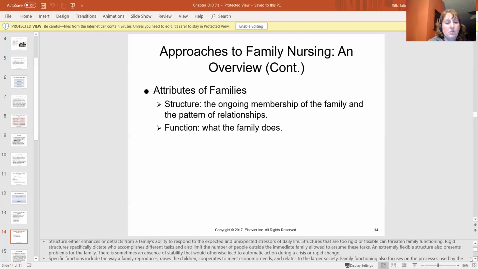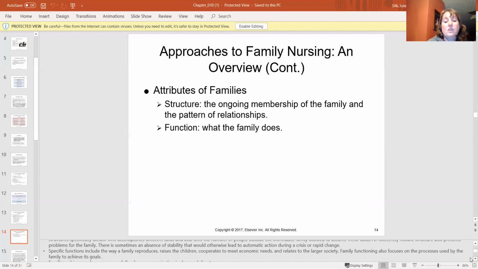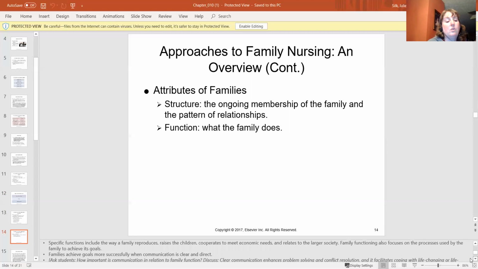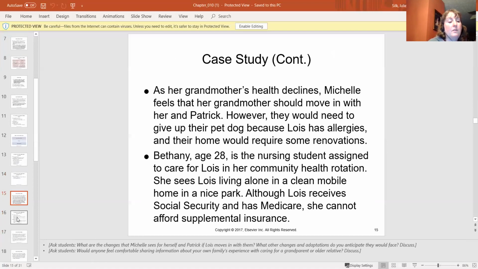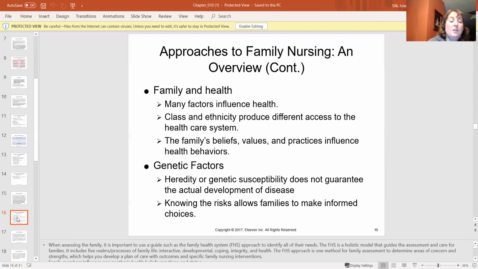Specific functions include the way a family reproduces, raises the children, cooperates to meet economic needs, and relates to the larger society. Family functioning also focuses on the processes used by the family to achieve its goals. Families achieve goals more successfully when communication is clear and direct. When assessing the family, it's important to use a guide such as a family health system approach to identify all their needs. The family health system is a holistic model that guides the assessment and care for the family.